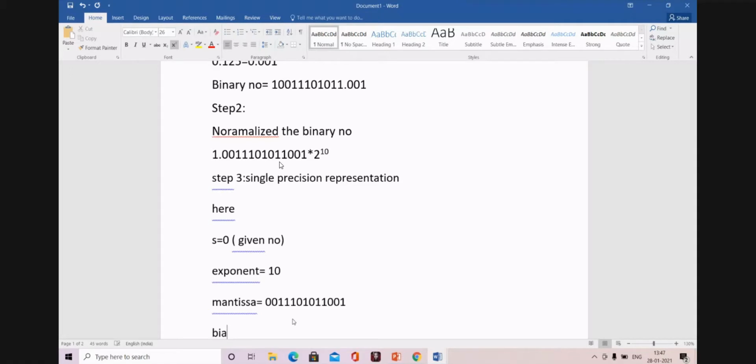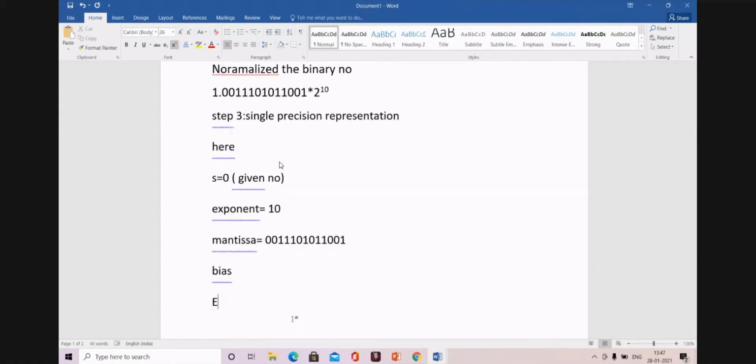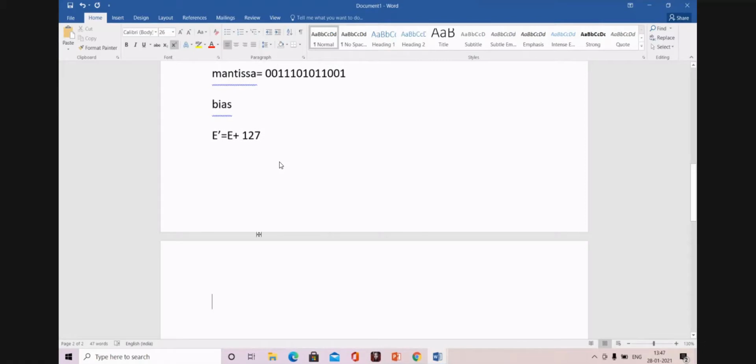Now bias. Bias for single precision is E dash equal to E plus 127. That is your scaling factor, right? What is E here? E is 10. 10 plus 127 is equal to 137.